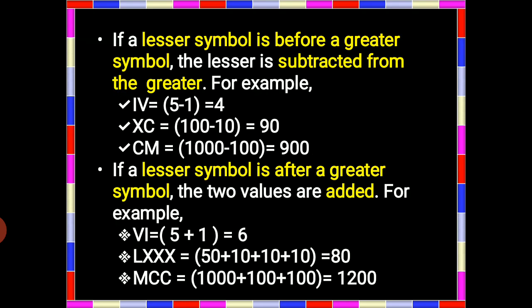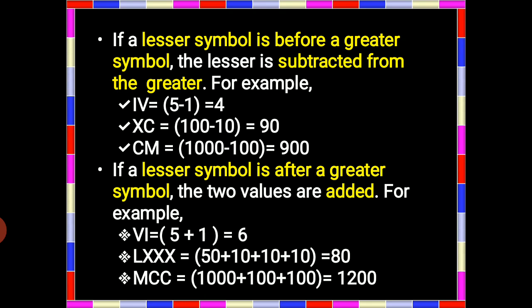Now the next rule is, if a lesser symbol is before a greater symbol, the lesser symbol is subtracted from the greater one. For example, IV. Now the value of I is 1 and the value of V is 5. Here we do the subtraction because the lesser value is before the greater value. 5 minus 1 is 4. So IV represents 4.